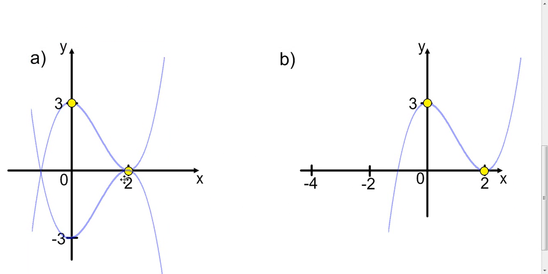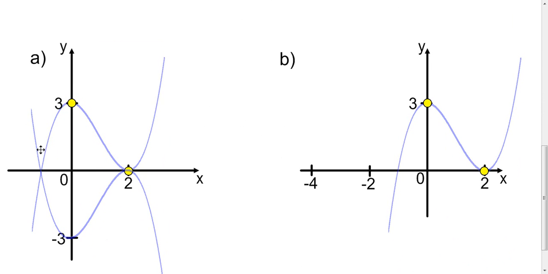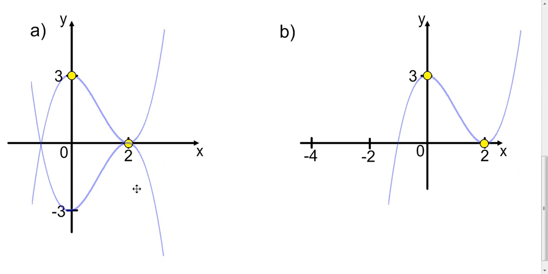Make sure you annotate the values in. So this is 2 here. It's going up to positive 3 there. When you reflect it in the x-axis, it's going to go down to negative 3 and back up. They're going to cut each other at this point here, but we didn't have this value in the original graph, so we didn't need to worry about that. That's it. You would get 1 mark for doing that.